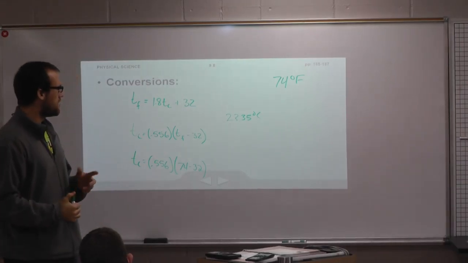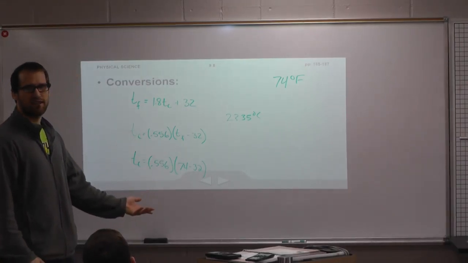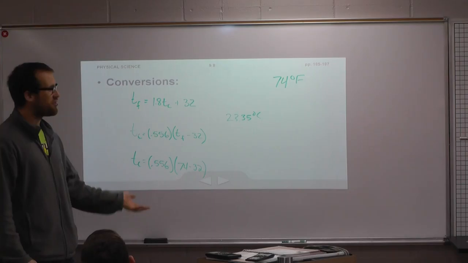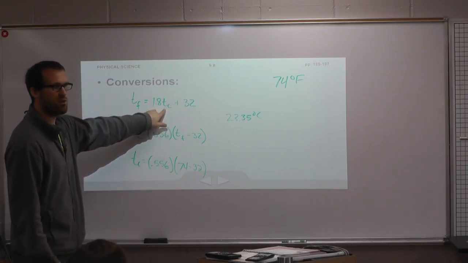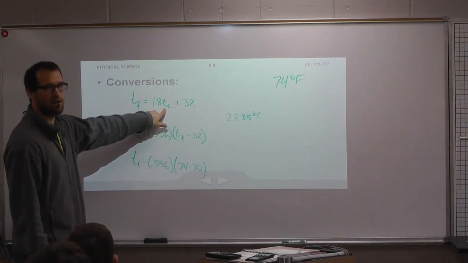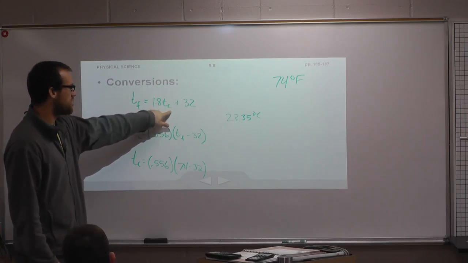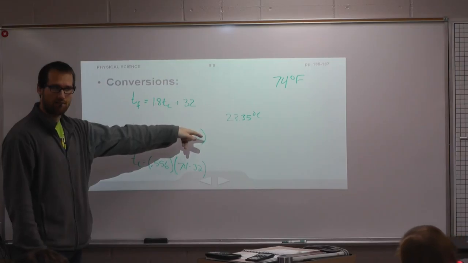You should have gotten about 23 point something, 23.35 degrees Celsius. Now, could I give you Celsius and ask you to figure out what the temperature would be in Fahrenheit? Yep. You would plug the Celsius number in here. Notice that you're multiplying here. So if it were 20 degrees Celsius, you would do 1.8 times 20 and then add 32 to that.